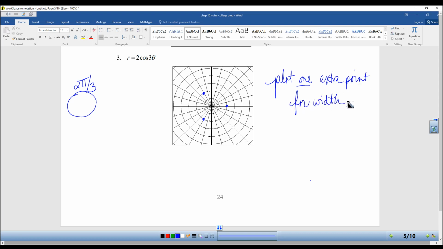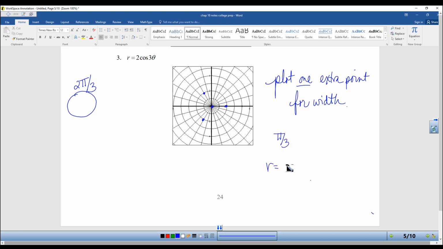Plot one extra point for width. I mean, if you do this much, you're going to get a lot of points, but is it a big fat petal? Is it a super skinny petal? Is it a medium petal? They look different, right? So you definitely have to plot one extra point. So it's cosine, so you want to think of the easiest point you can think of. So I'm thinking pi thirds.